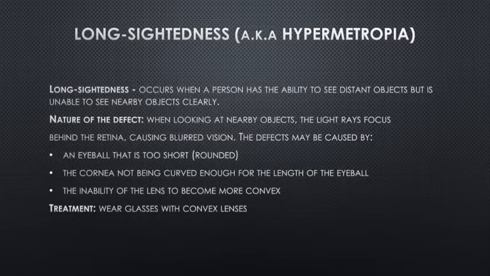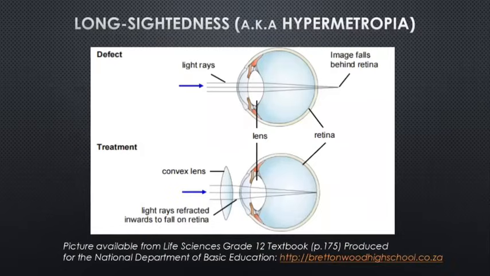I'll explain. It can also be caused by a cornea that is not curved enough, and by an inability of the lens to become more convex. And then the treatment for this defect, we give the patient glasses with convex lenses. Okay, let me show you a diagram, because the diagram makes it easier for people to understand.